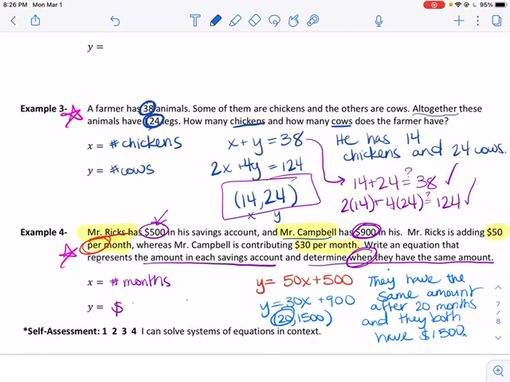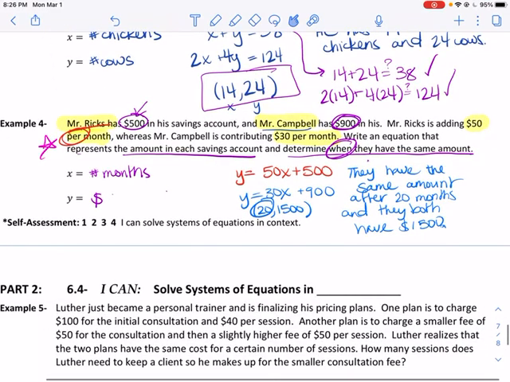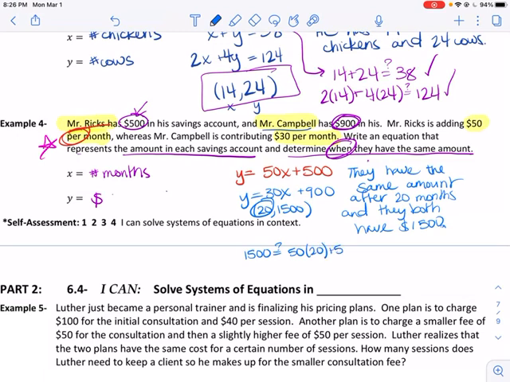Okay, I'm going to check and make sure that this works in both equations. Let's put in 20, 1,500 for each. So 1,500 will be our y. Does that equal 50 times 20 plus 500? 20 times 50 is 1,000. So 1,000 plus 500, yeah, that's 1,500. Okay, so then 1,500, does that equal 30 times 20 plus 900? So 30 times 20 is 600 plus 900. Yeah, that equals 1,500. You could also plug it in your calculator. So I was right. We did great.